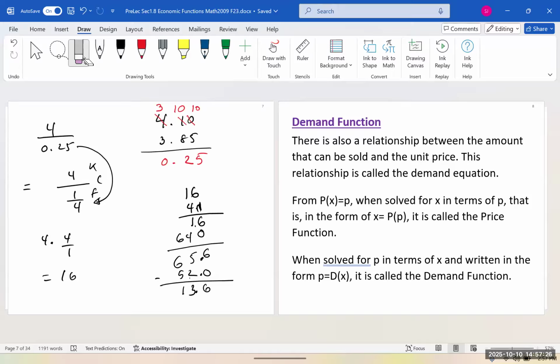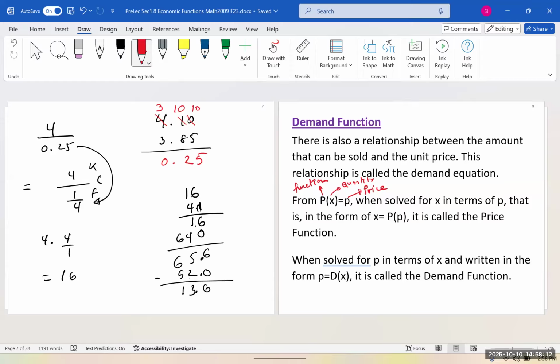From p of x equals p, when you solve for x in terms of p, we get x equals P of p. So this big P means function, okay? And this small p is the price. Big P means function, small p means price, this represents quantity, and the big P represents function. If you solve for p, you get price as a function of quantity.